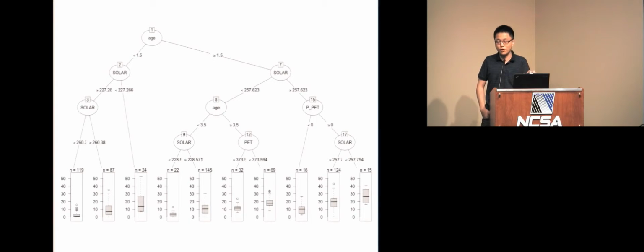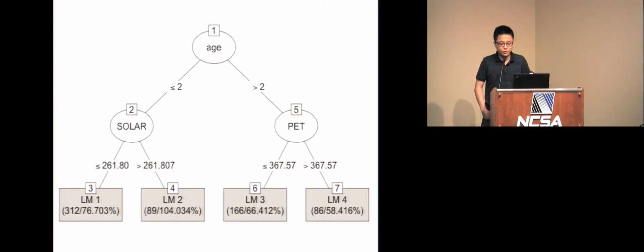So from this point of view, we can conclude that if we use this method, then fertilizer is not important in classification. And this is the M5P tree, where we split the dataset into 4 sets, and the most important thing is still age. The second most important things are solar and PET. And also we do linear regression on each set, so we will achieve a higher accuracy.